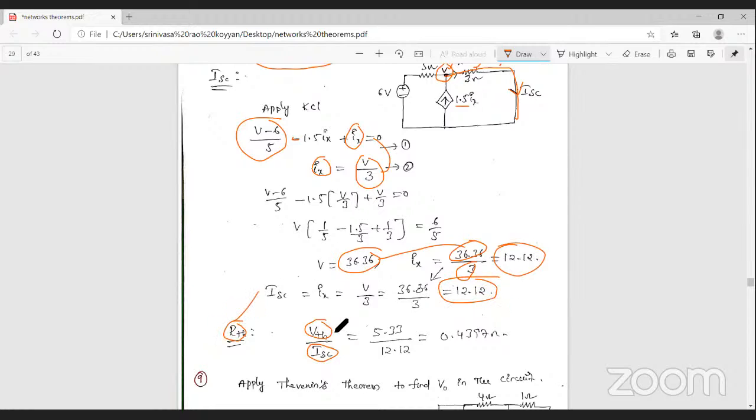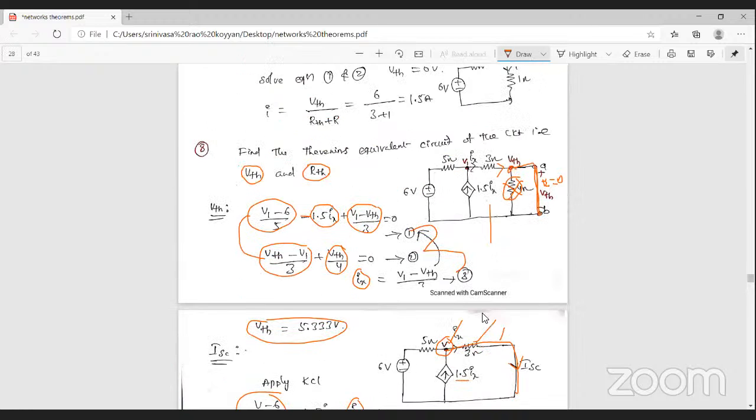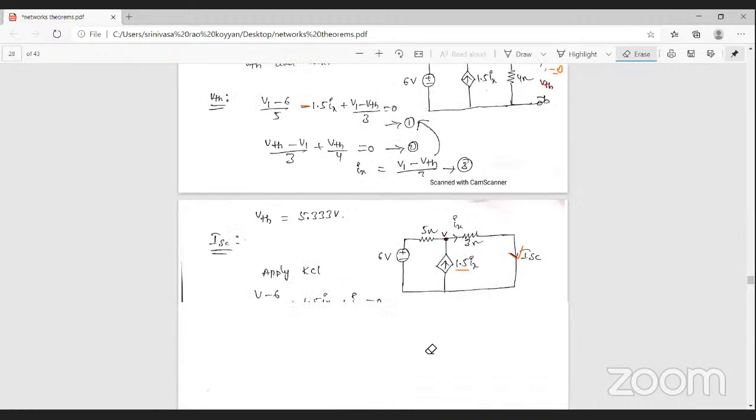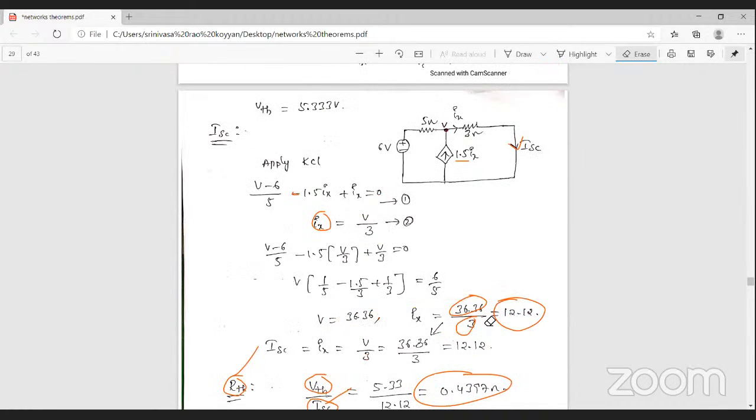Finally, Thevenin's resistance is equal to Thevenin's voltage divided by the short circuit current. Then you can get the Thevenin's resistance. Please check it once. Okay, finally I conclude Thevenin's theorem.